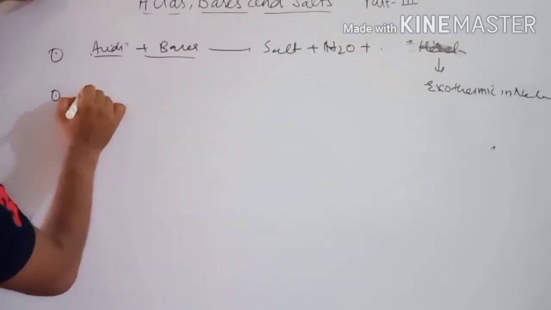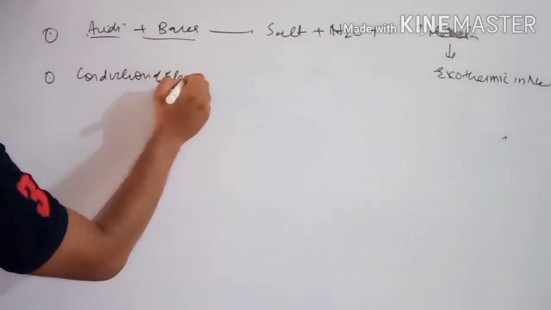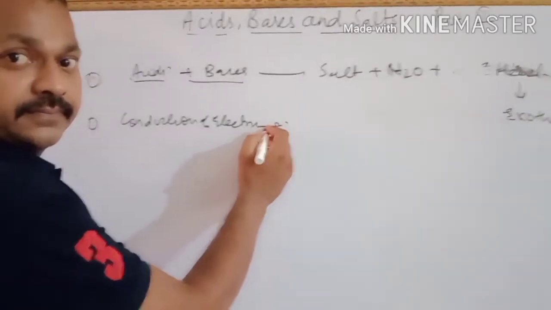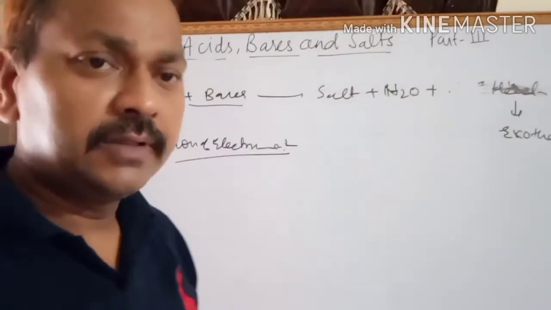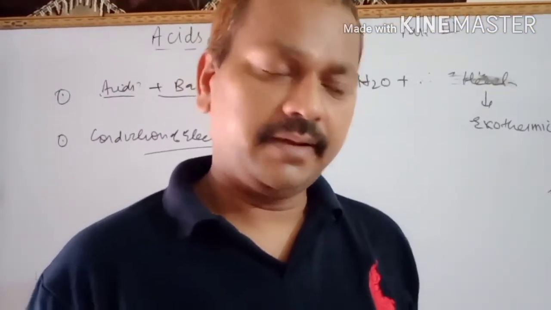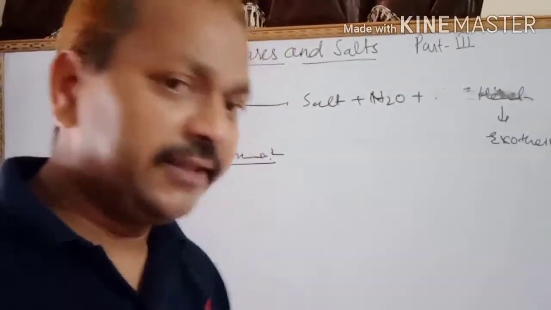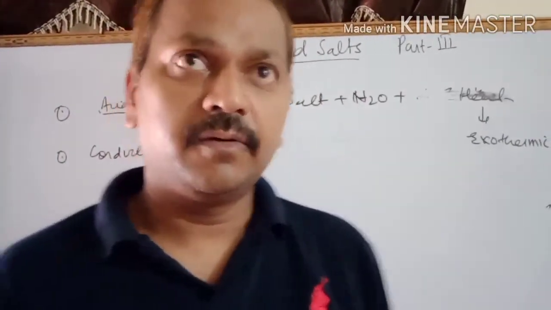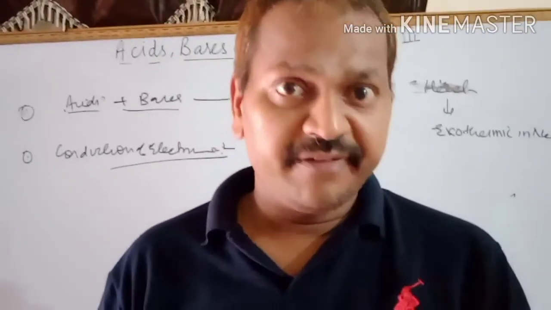Now the next topic is conduction of electricity. Simple. As we know, the solution of acid conducts electricity, right? It is a good conductor of electricity. Now after this, one point is also left: acids are corrosive in nature.